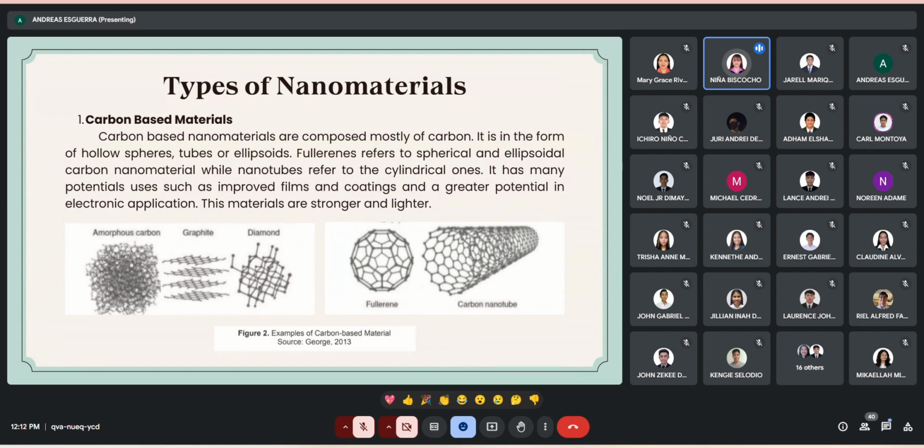Nanomaterials come in several types, each with its own unique characteristics and uses. Number one is the carbon-based nanomaterials. As the name implies, these nanomaterials are primarily composed of carbon. They commonly appear as hollow spheres known as fullerenes or as tiny cylindrical structures called carbon nanotubes. So why are they special? Carbon-based nanomaterials are super strong yet very lightweight. This strength combined with their unique structure makes them ideal for electronics, coatings, and films that need to be durable yet light. Next po.